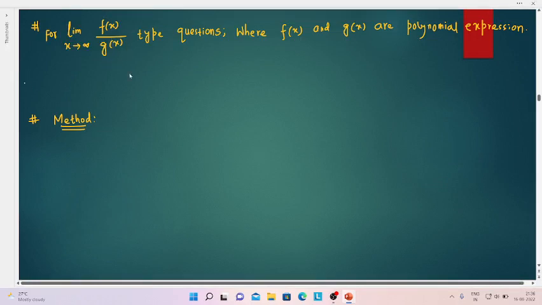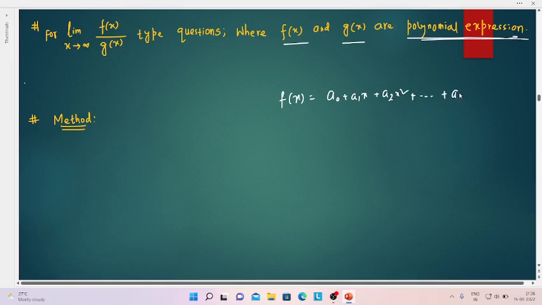So we have two functions, and those functions are actually polynomial expressions, right? You know what a polynomial expression is? A polynomial expression looks like a0 plus a1x plus a2x square plus dot dot dot plus an x to the power n, right? This type of polynomial expression is very important.